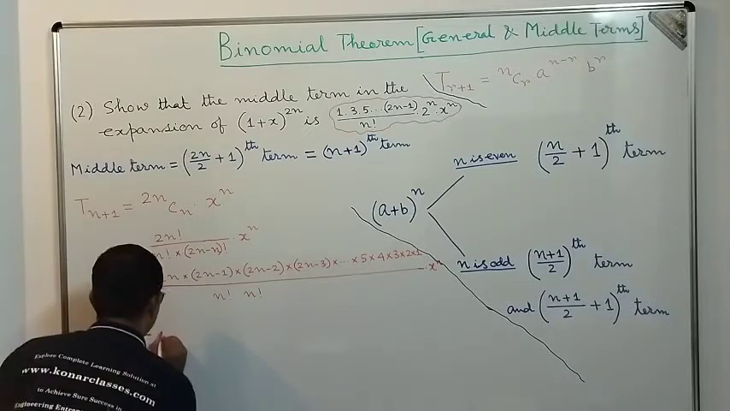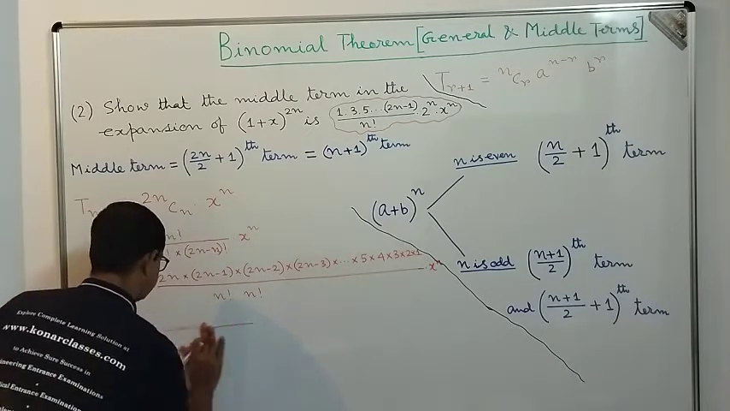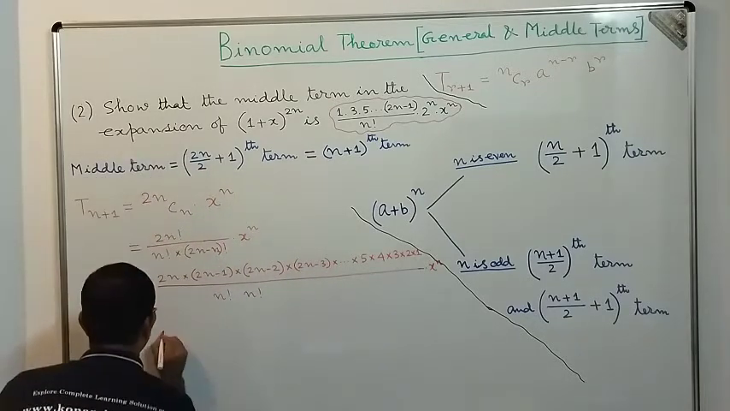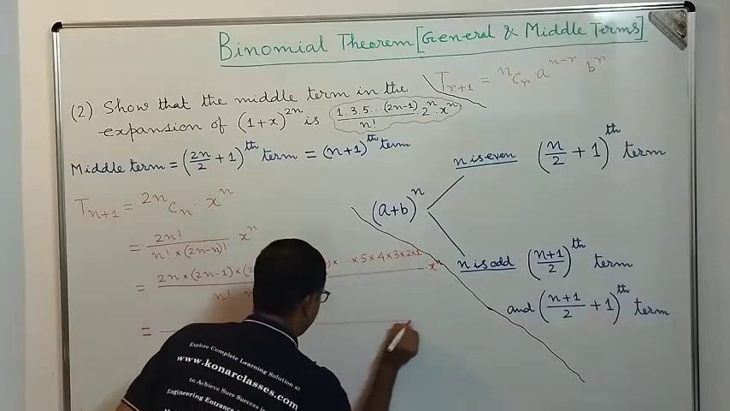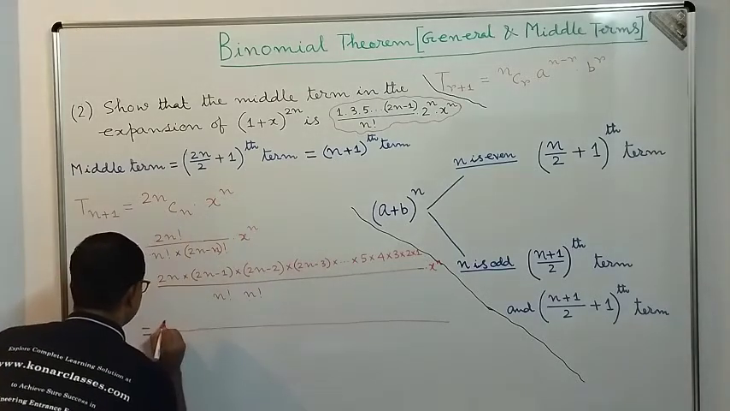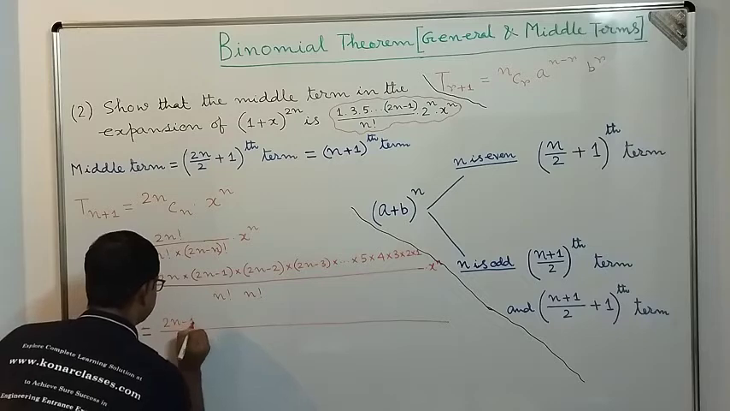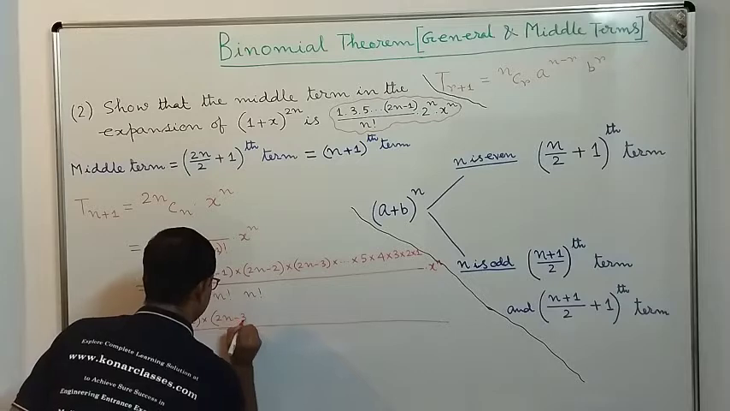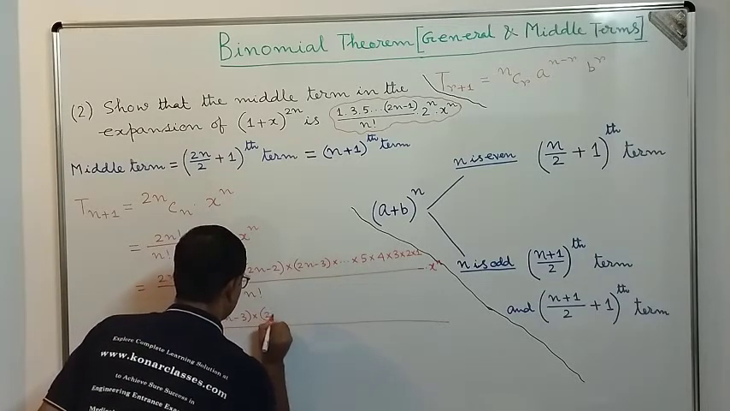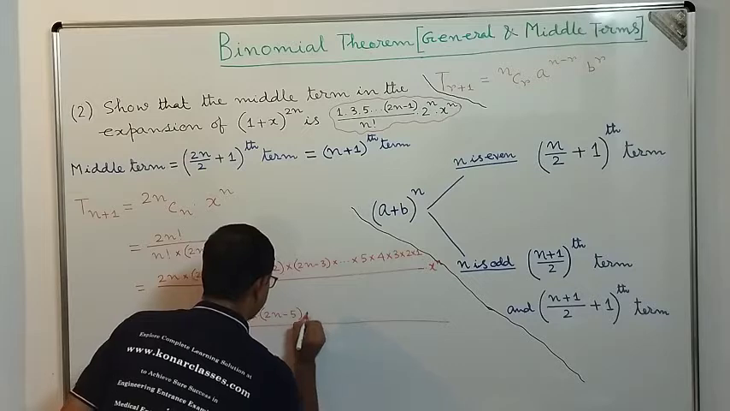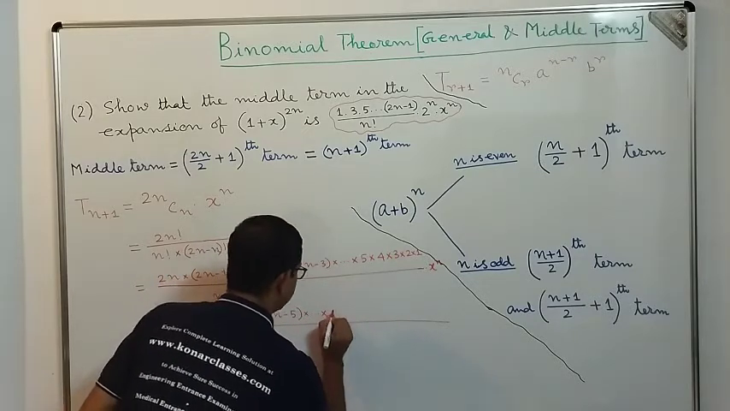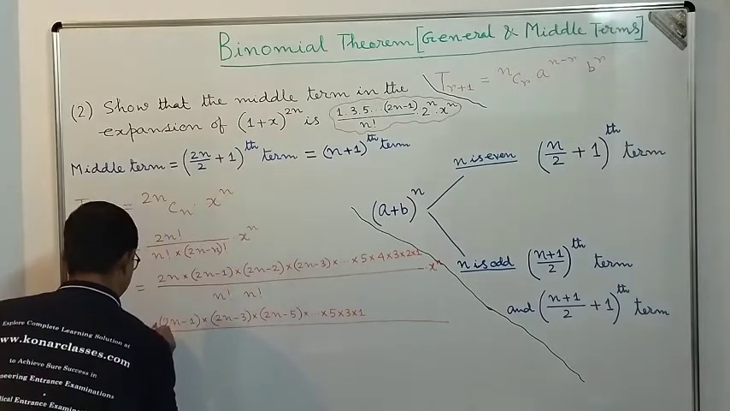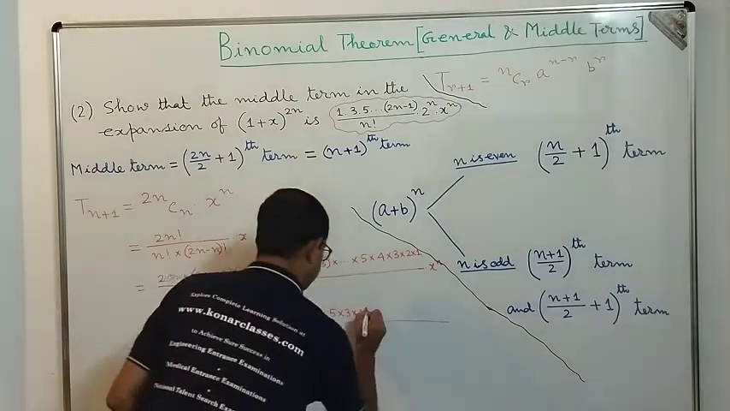So what I am saying, dear students, is that I draw a line here, then here I am writing 2n minus 1 into 2n minus 3 into 2n minus 5. In that way it continues till 5 into 3 into 1. Okay, so this is one part.